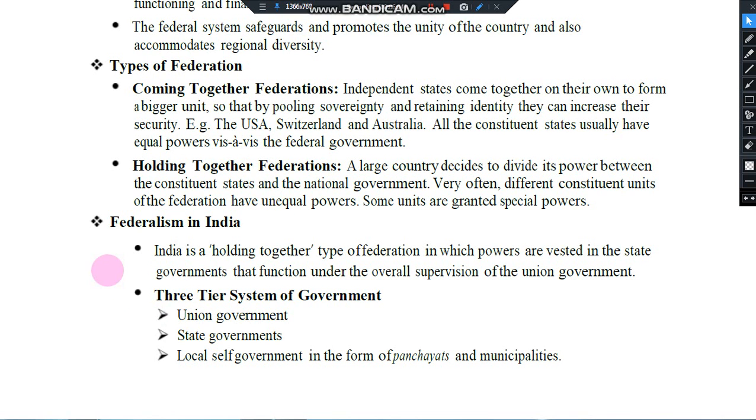Next, federalism in India. India is a holding together type of federation in which powers are vested in the state governments and that functions under the overall supervision of the union government. We have a three-tier system of government: union government, that is central government; state government; and local self-government in the form of panchayats and municipalities. We know about Zila Parishad, Panchayat Samitis, the Gram Panchayat, etc. So we come in holding together federation.